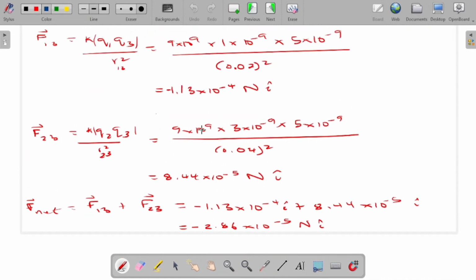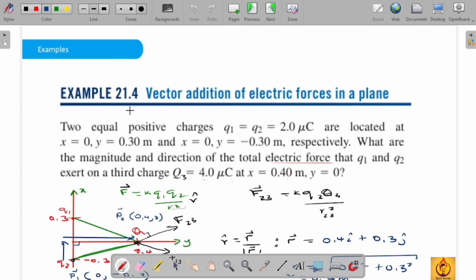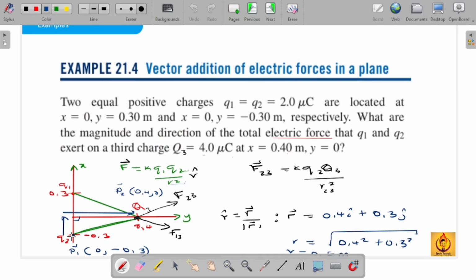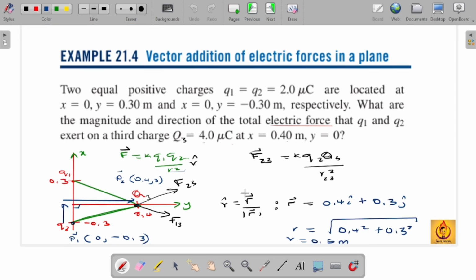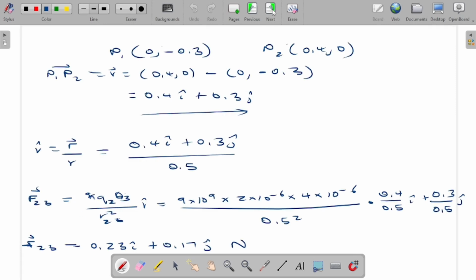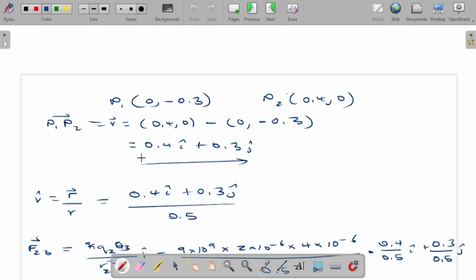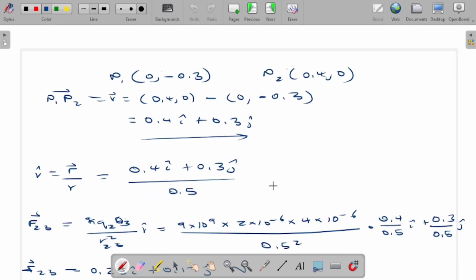We still found the same value. We then moved on to this problem 21.4, which was longer because now we had to use the Pythagorean theorem to find the distance between our charges Q2 and the big Q3. We also did this problem by calculating it one by one, first calculating the force of 2 on Q3 and the force of Q1 on Q3, and then adding our forces. We added our forces component-wise, the x component with the x component, the y component with the y component.